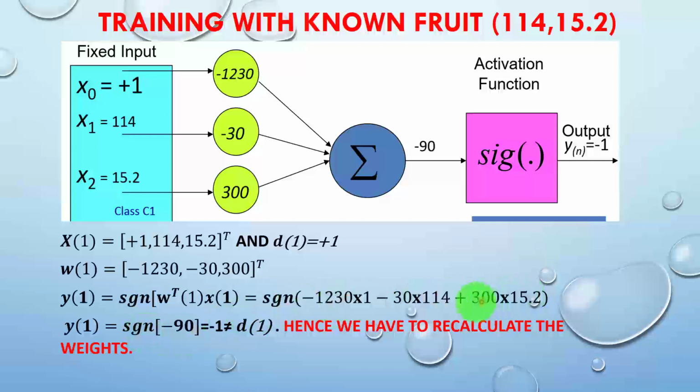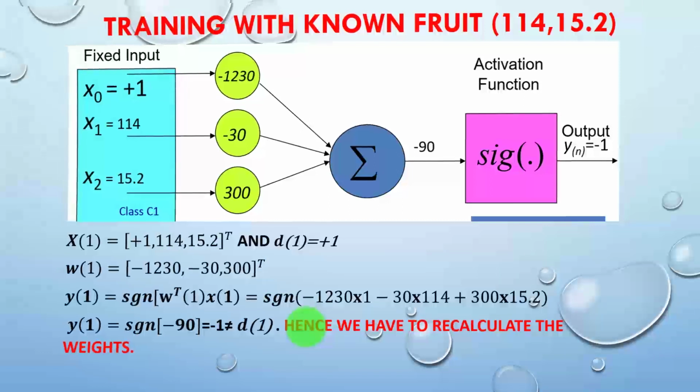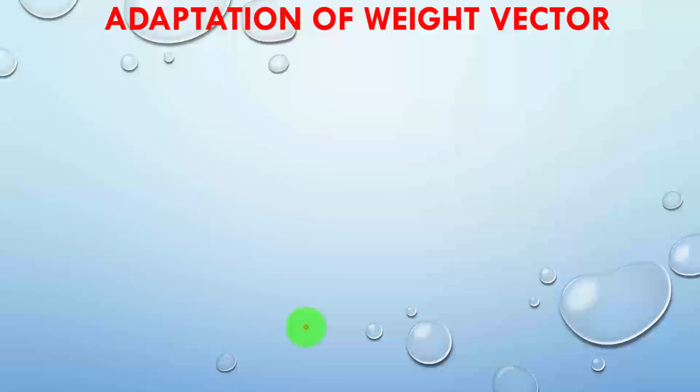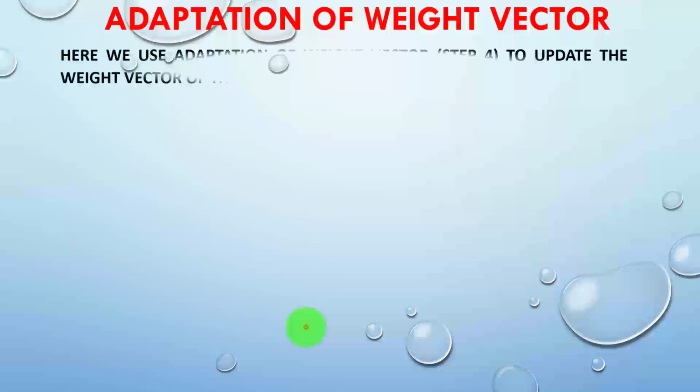If we do the algebra here, we can see that this is a minus value. So signum would be -1. This is the actual output, but the desired output is 1. So these two are not equivalent. There is an error. Hence, we have to recalculate the weights. So we cannot take these weights. These weights are not acceptable now because it does not fulfill the requirement. We'll see how to do this using the steps for adaptation.